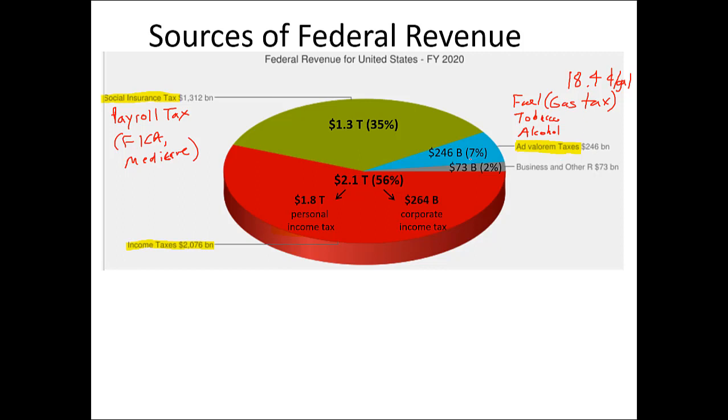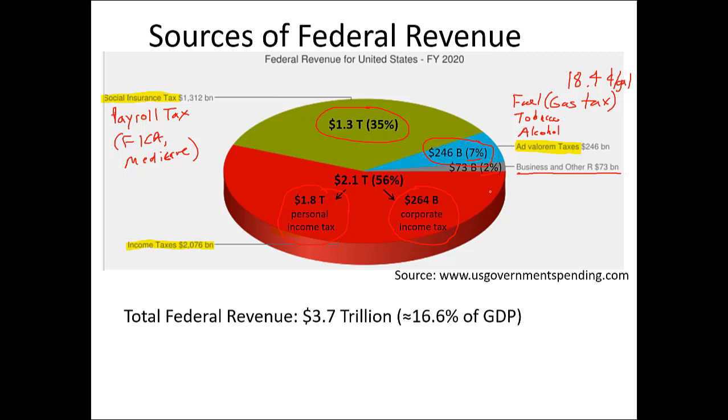Fairly small portion of their overall revenue, only 7% currently. And then there's some miscellaneous fees and other sources of revenue, pretty small, just 2%. So the bulk of it is taxes we pay, whether right out of our paycheck, payroll taxes, or through a kind of complex filing system with the Internal Revenue Service, or through higher prices, higher costs for certain things we buy. Sources of federal revenue. Total federal revenue scheduled for 2020 is 3.7 trillion, which is just under 17% of total GDP.